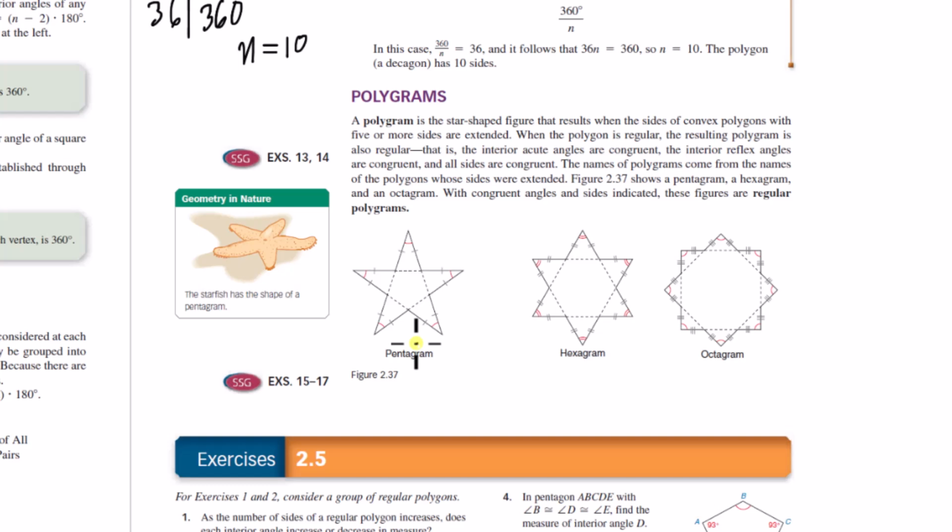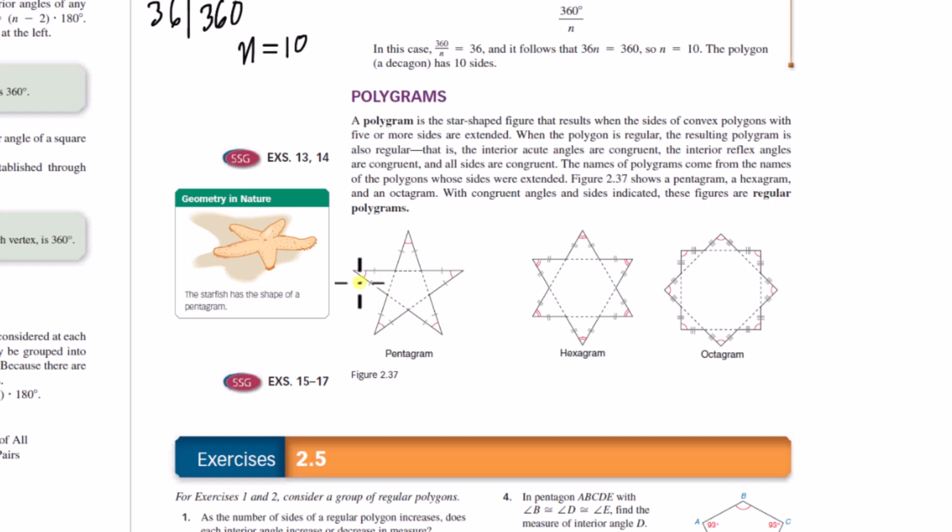It's called a pentagram, but I guess technically this is a 1, 2, 3, 4, 5, 6, 7, 8, 9, 10, this is technically like a decagon, right? Because does it meet the definition of a polygon? It's closed, it's planar, its sides are line segments, and the line segments only intersect at the endpoints. That's the definition of a polygon. So this is a polygon, it's a decagon, but because of where it comes from, the extension of the sides of a pentagon, they call it a pentagram.